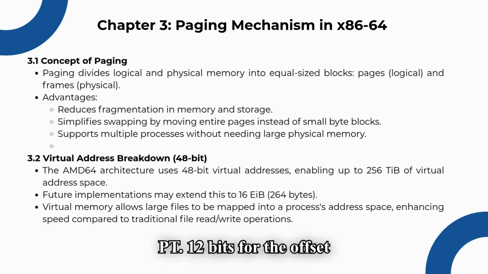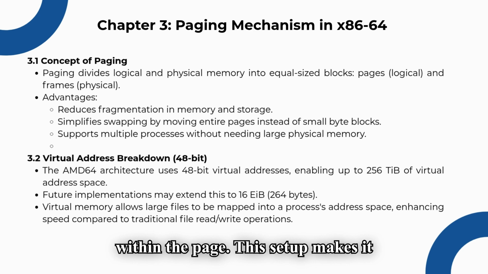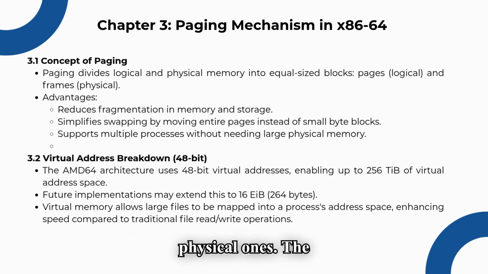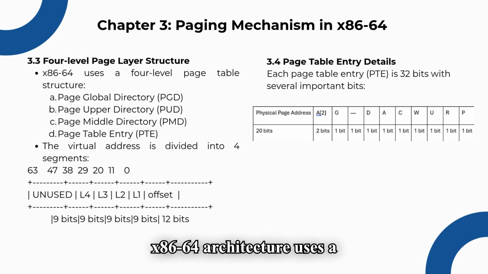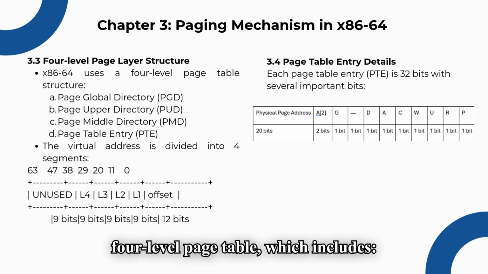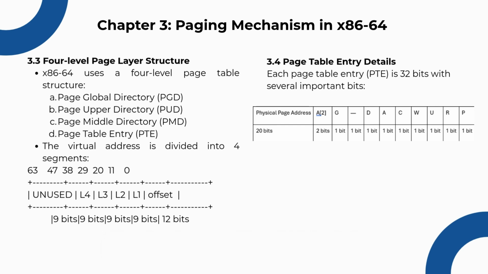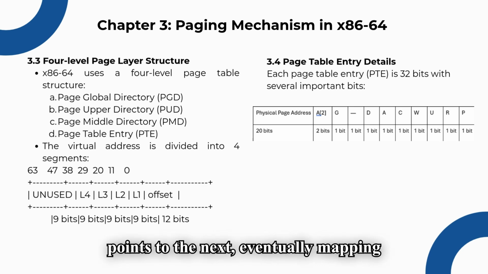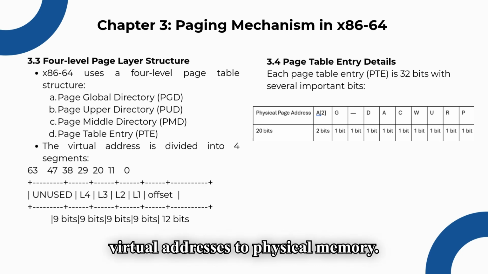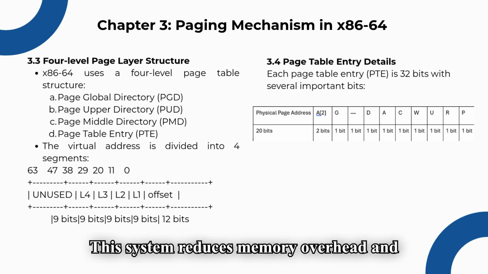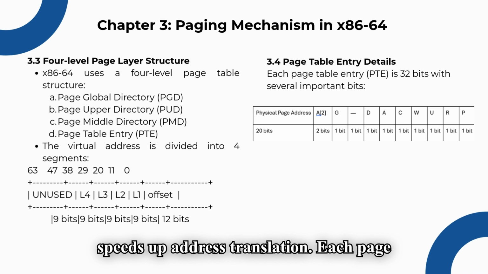12 bits for the offset within the page. This setup makes it easier to map virtual addresses to physical ones. The x86-64 architecture uses a 4-level page table, which includes PML4, PDPT, PD, and PT. Each level points to the next, eventually mapping virtual addresses to physical memory. This system reduces memory overhead and speeds up address translation.